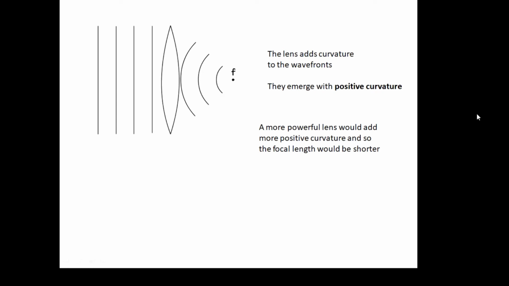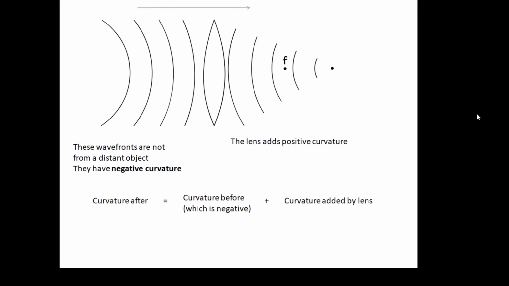So if the lens was more powerful, then the focal length would be shorter. Okay, if it was less powerful, they wouldn't add as much curvature and the focal length would be bigger. Looking at this diagram, it's very, very common for you to be asked to draw this, by the way.